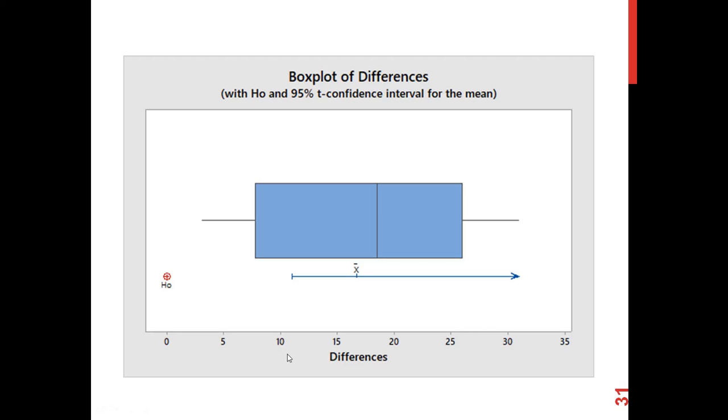We can see this in the box plot also, that my interval is somewhere here, whereas hypothesized value 0 is very far away from the interval.